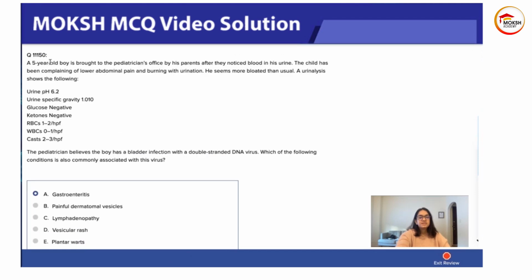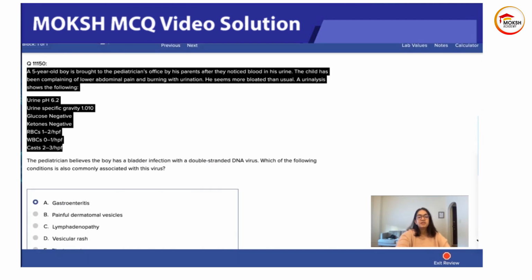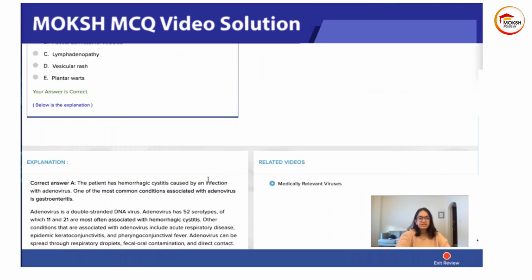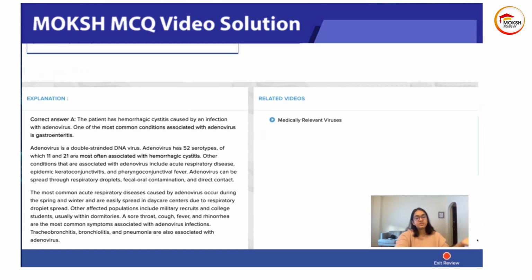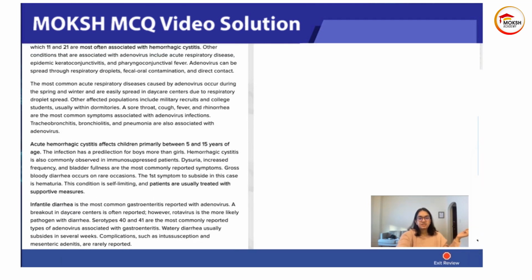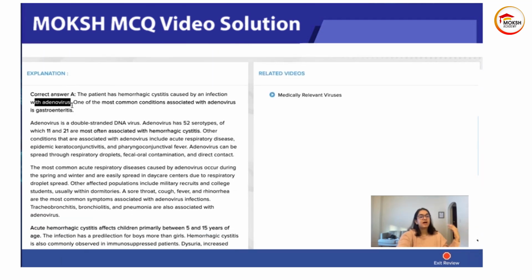This was tricky because it was a very layered question. You need to figure out one thing in order to be able to figure out the next. So let's see what's going on here. The patient has hemorrhagic cystitis. If you look at the urinalysis, you can see that there were some RBCs. So this patient has hemorrhagic cystitis, which is caused by infection with adenovirus.